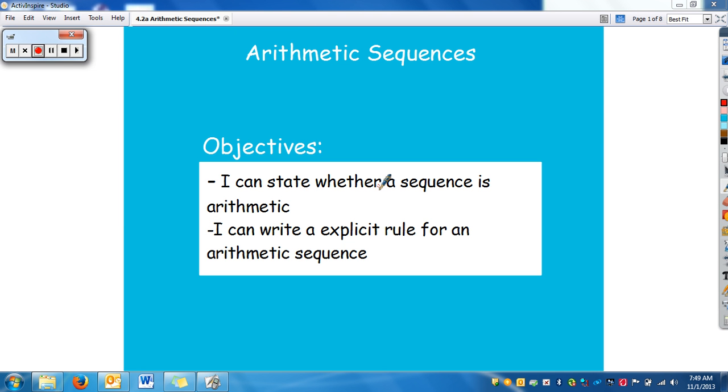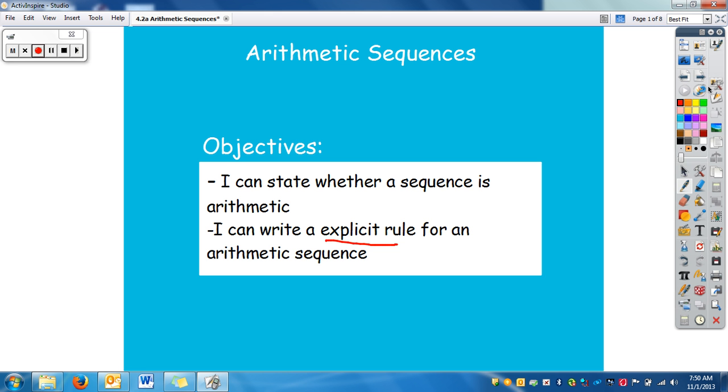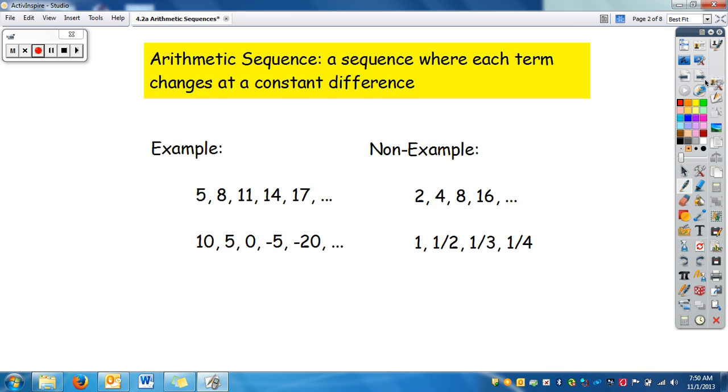So in this video, we're going to learn about a first type of sequences. There are going to be two sequences that you're going to learn. The first is arithmetic sequences. Your objective is that I can state whether a sequence is arithmetic, and I can write the explicit rule for arithmetic sequences. All sequences will have two rules. You're going to learn the first one, the explicit rule, today, and in the next video you're going to learn about the recursive rule, which is the second way to write sequences.